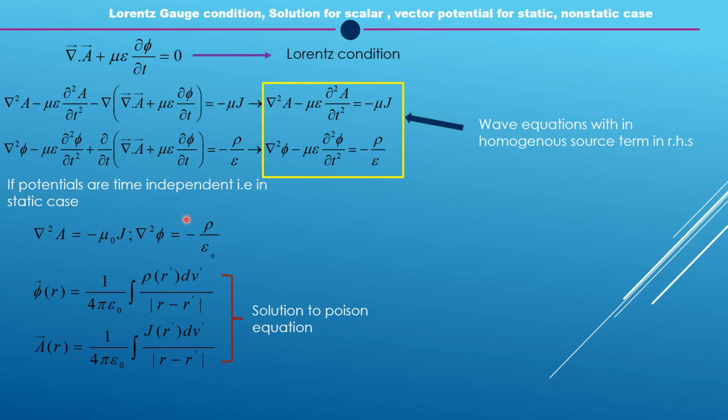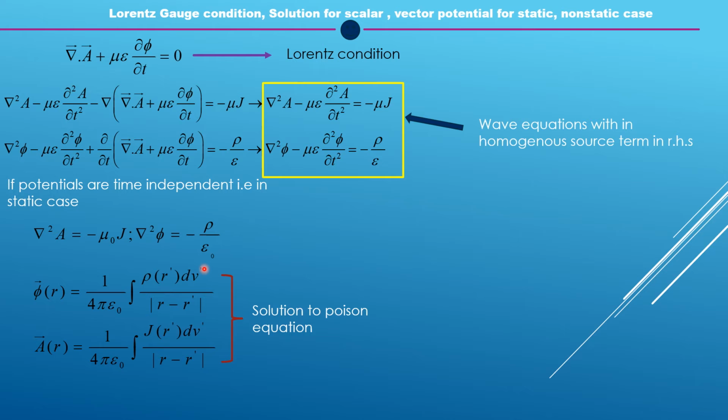Now, if the potentials are time independent, that did not depend on time, that is simply the static case. So what can we get? This term will be 0, this term will be 0. There will be no t dependence of A and phi. So we conclude del square A is equal to minus mu 0 J, and del square phi is equal to minus rho by epsilon 0.